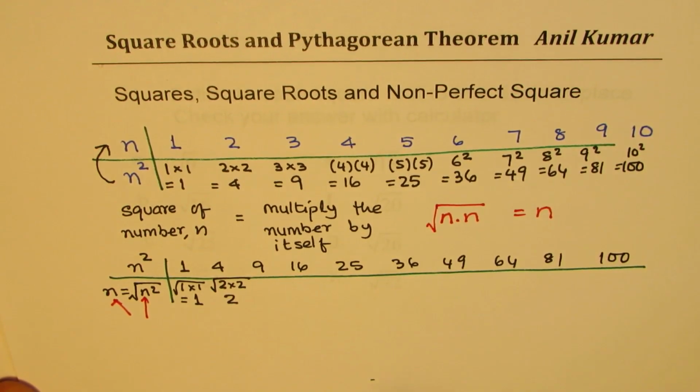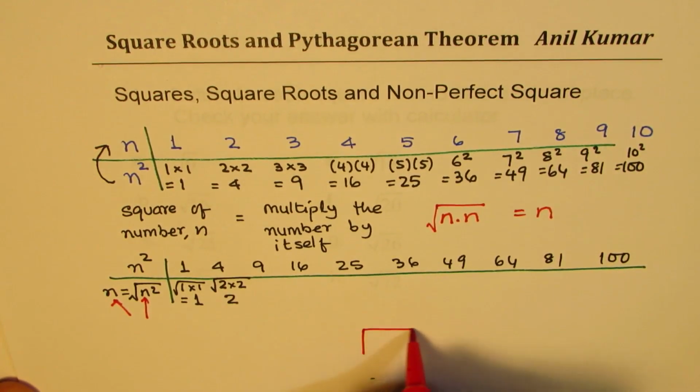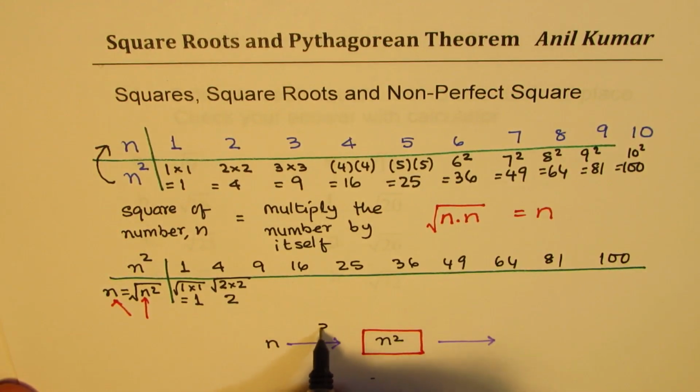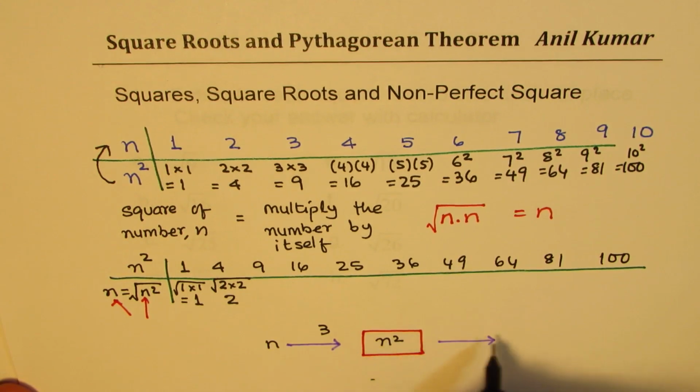So what we had here was that, let's say this is our input-output machine, right? In the input-output machine, we had some input, and that input comes out as a square. So what is this doing? This is squaring the number. And if n is the input, it just squares and brings it out. So when I put 3 here, we get 3 squared, which is 9, correct?